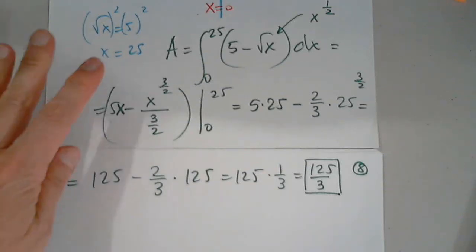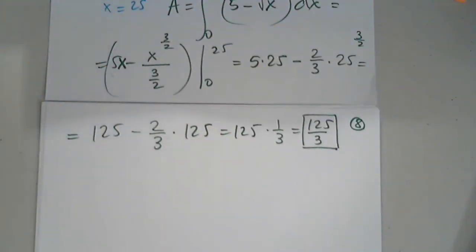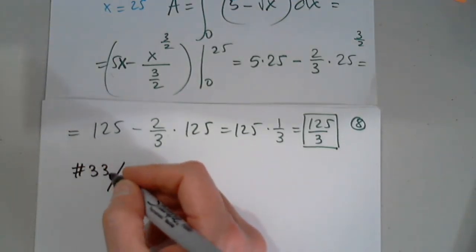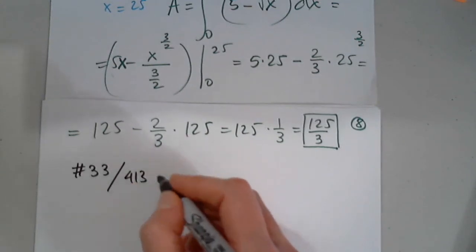One, because it was simple and we were able to follow through with no difficulties. 33 it is. 33. Good. Let me copy it. 33 on 413, I think.